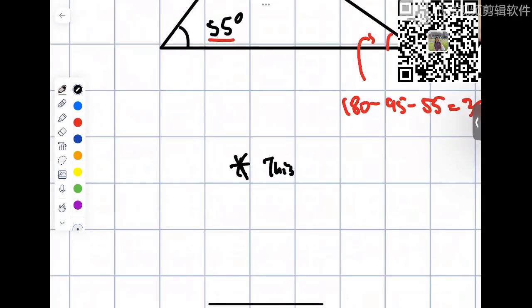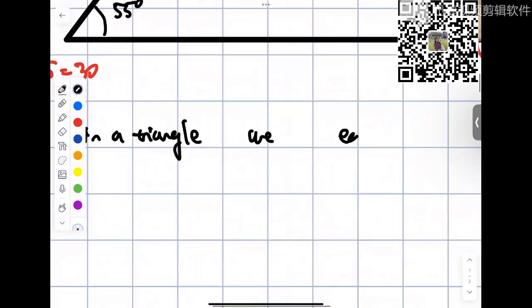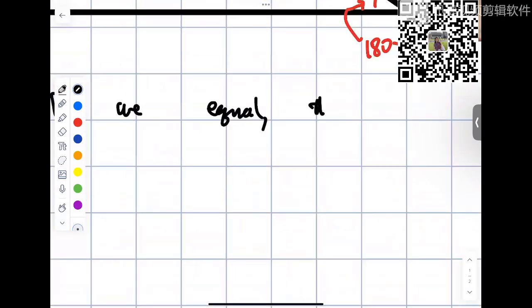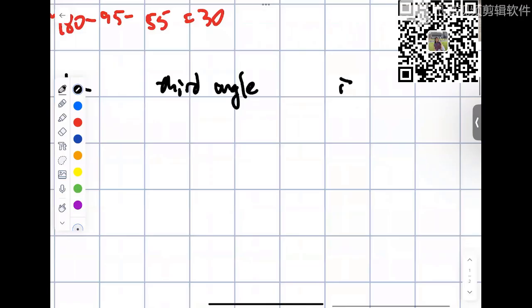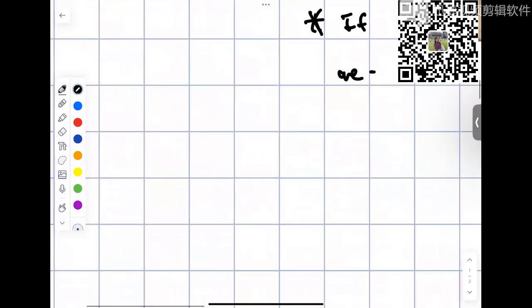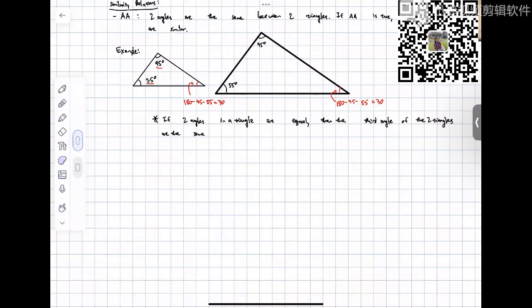So this shows, or I'm not going to write this shows, if two angles in a triangle are equal, then the third angle of the two triangles are the same. So the third angle, and also if you want me to pause on a certain part of the text, let me know.